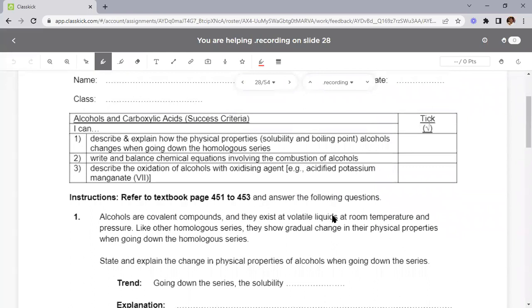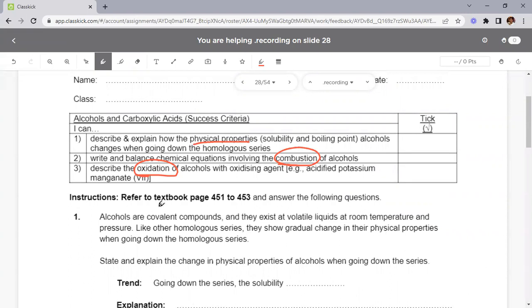In worksheet two, we're going to examine the physical properties of your alcohols. Then we're going to go on to the reactions. A good thing for alcohols is that they only have two main reactions: combustion, which all your organic compounds undergo, and the other one is oxidation. We're going to go into depth into the oxidation of the alcohols itself.